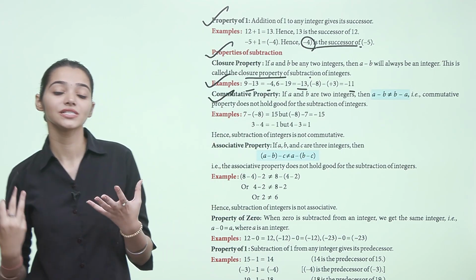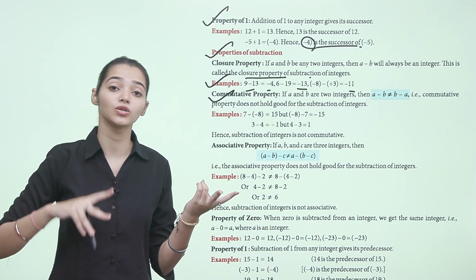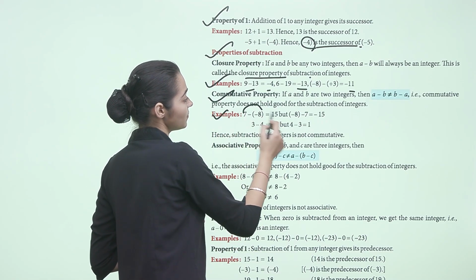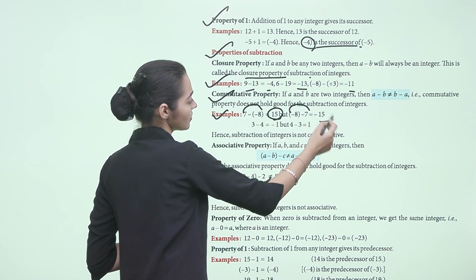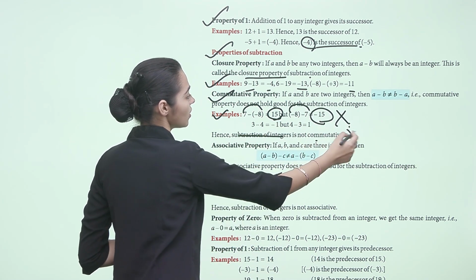Now next is our commutative property. What the commutative property says is that if a and b are two integers, then a minus b need not be equal to b minus a. That means 7 minus 8 is minus 1, but 8 minus 7 is 1, and both are not the same. So subtraction of integers is not commutative.